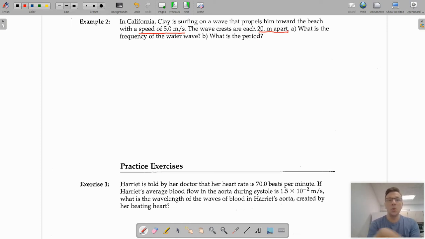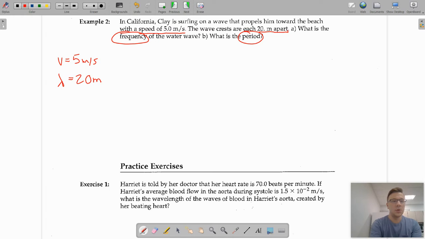This wants to know what is the frequency of the water wave and what is the period. So here we've got wave speed equal to 5 meters per second. We know that wavelength is equal to 20 meters.